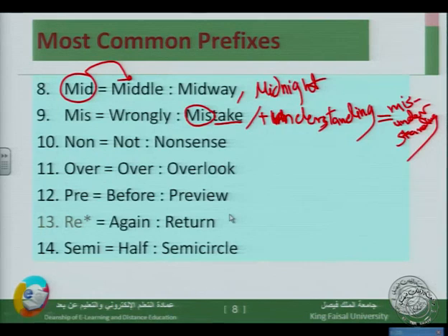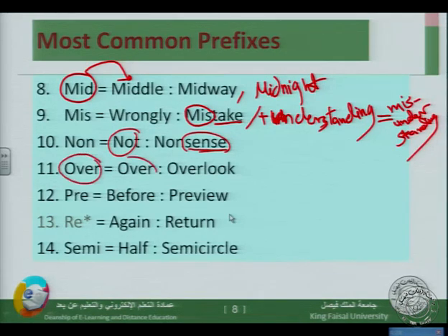Non means not. Sense means something logical, rational. Non makes the opposite meaning. So when you say nonsense, oh, this class is nonsense, or this point is nonsense, it means irrational, not understandable. It's illogical, maybe.